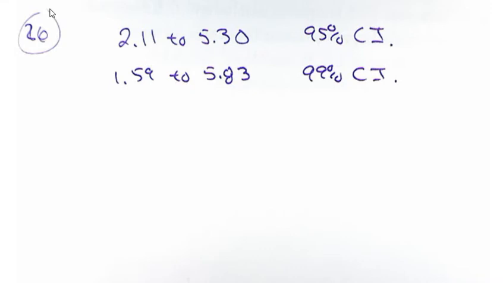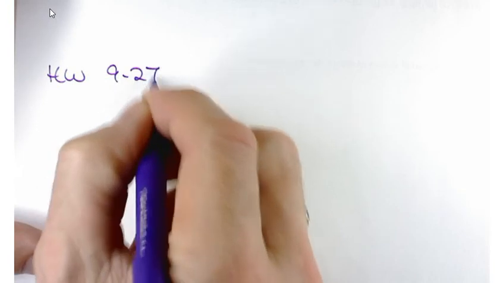Okay. For homework in section 7.2, try problems 9 through 27. 9 through 27. We might add to that next time.